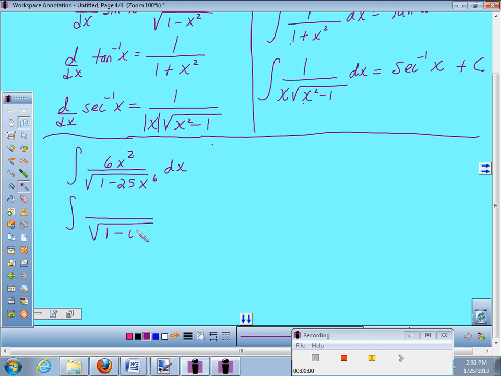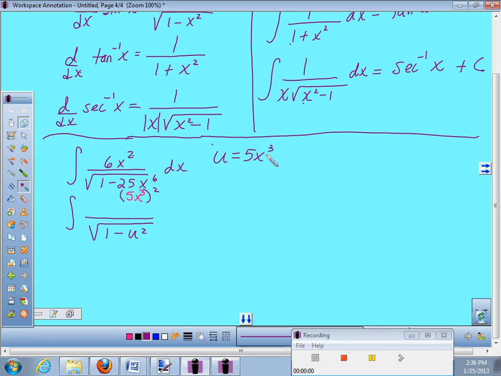I need that to be 1 minus u squared. So you have to ask yourself, what am I squaring to make 25x to the 6th? I'm squaring a 5x cubed. You multiply your powers when it's a power to a power. So it's 5x cubed that you actually are squaring. That's what you have to substitute out, because you need it to become u squared, not just plain u. So you'll have to ask yourself, what am I squaring? That's what you're going to sub out. We would sub out 5x cubed.